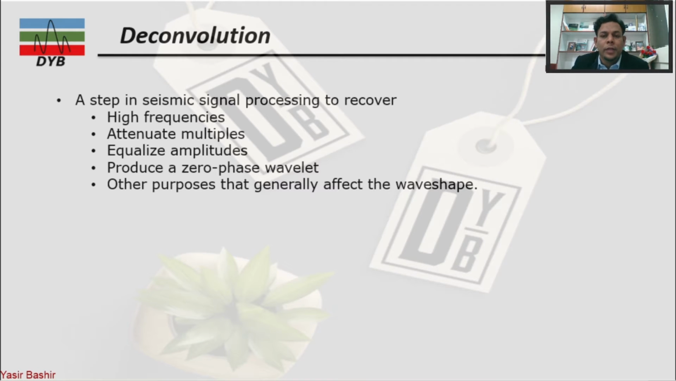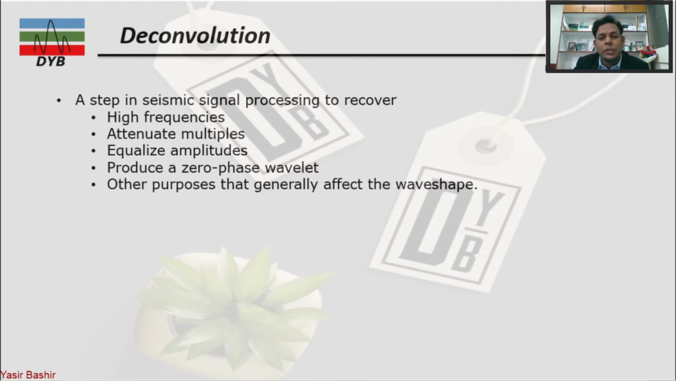In the shallow part we have high amplitude, but when we go deeper down, because of the loss of frequencies, we have low amplitude. So the deconvolution method can also improve or equalize the amplitude throughout the trace. Another objective of deconvolution is to produce a zero phase wavelet. Sometimes your dynamite data is zero phase, but Vibroseis is minimum phase, so the deconvolution method can also recover your zero phase wavelet.